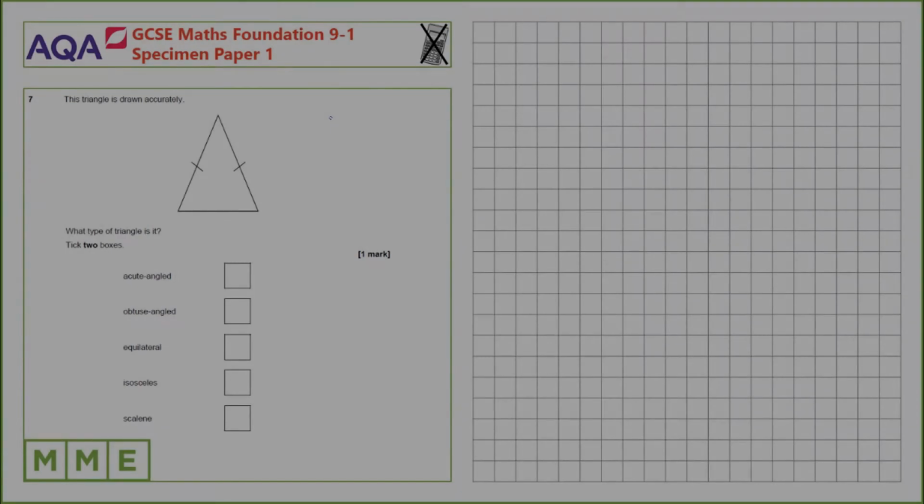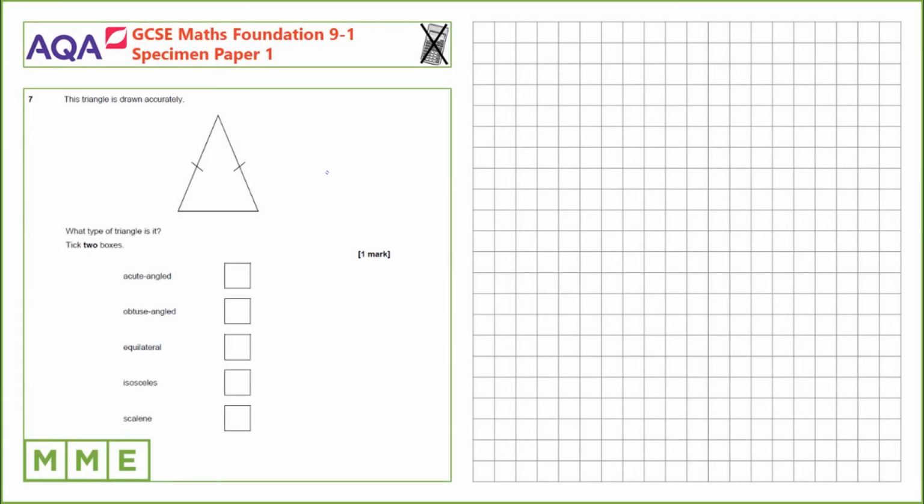Question 7. This triangle is drawn accurately. What type of triangle is it? Tick 2 boxes. So let's go through the list. An acute-angled triangle has all of its angles acute, i.e. all of them are less than 90 degrees, which is the case here. All three are less than 90 degrees, so we can tick that one.